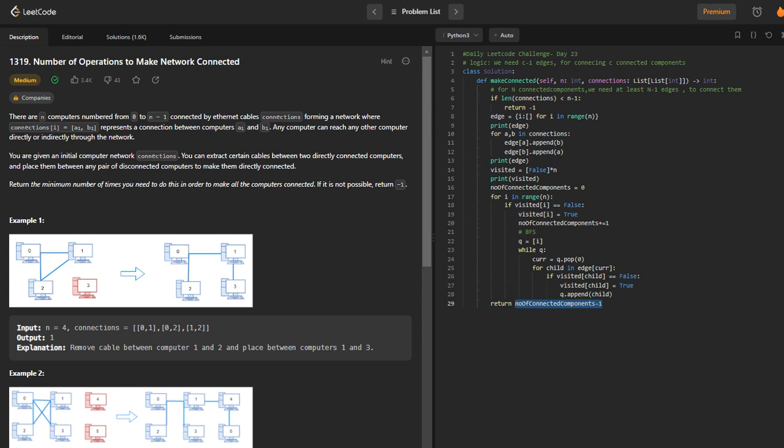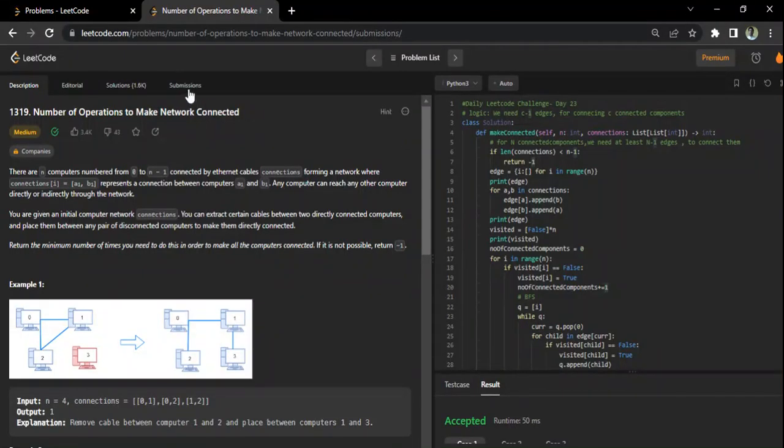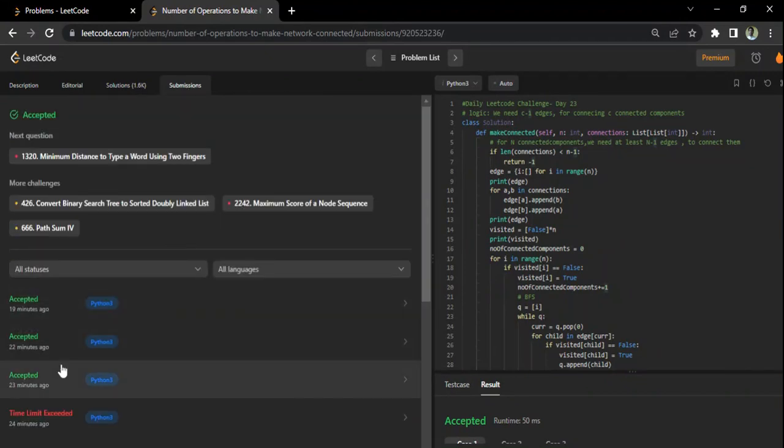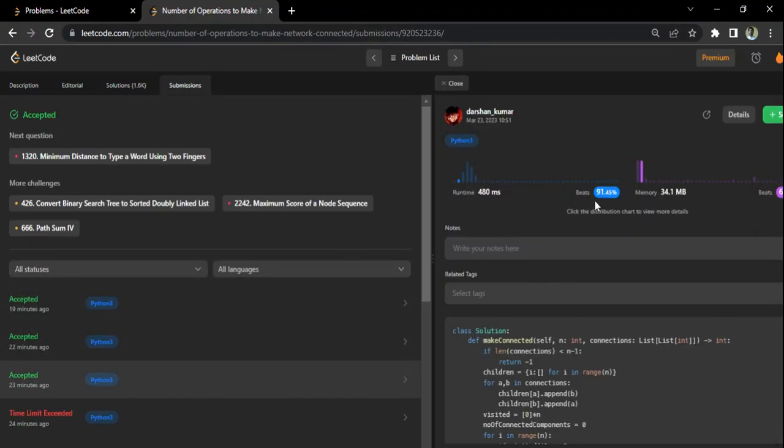So friends, I will again repeat this question. There are two parts. The first part is checking, for the given number of nodes, whether there are enough edges or not. Then we find the number of connected components and return the answer as number of connected components minus 1. The second part cannot be done without the first part. There has to be enough number of edges for the n nodes first. Only in that case can we go for finding the number of connected components, and returning minus 1 is the answer. If you talk about this solution, let me show you that it beats 91% of the cases.